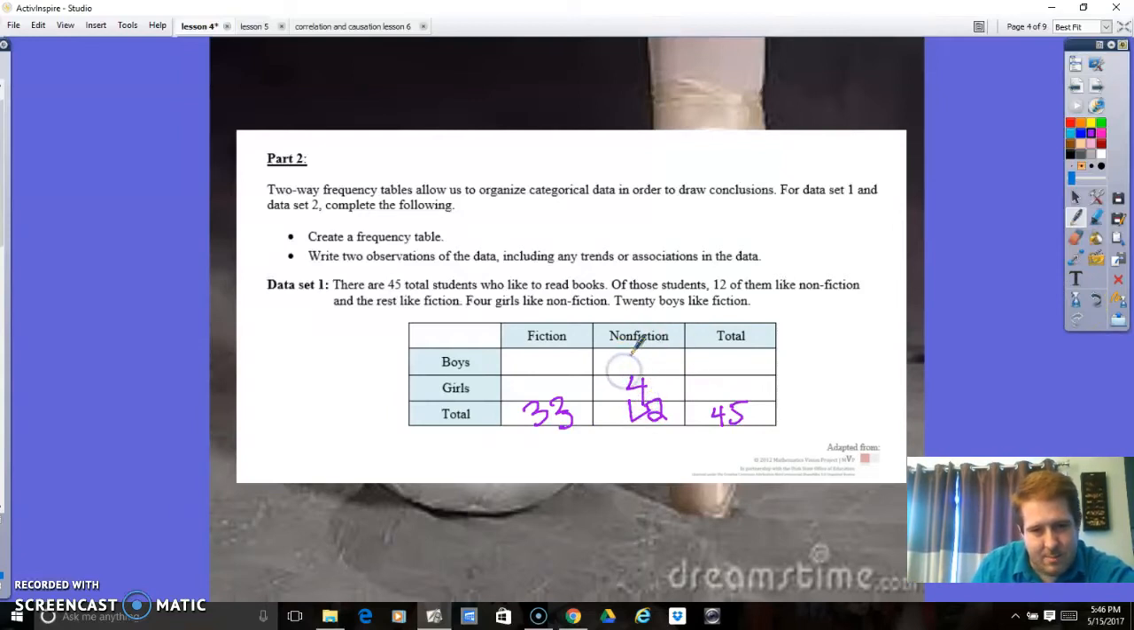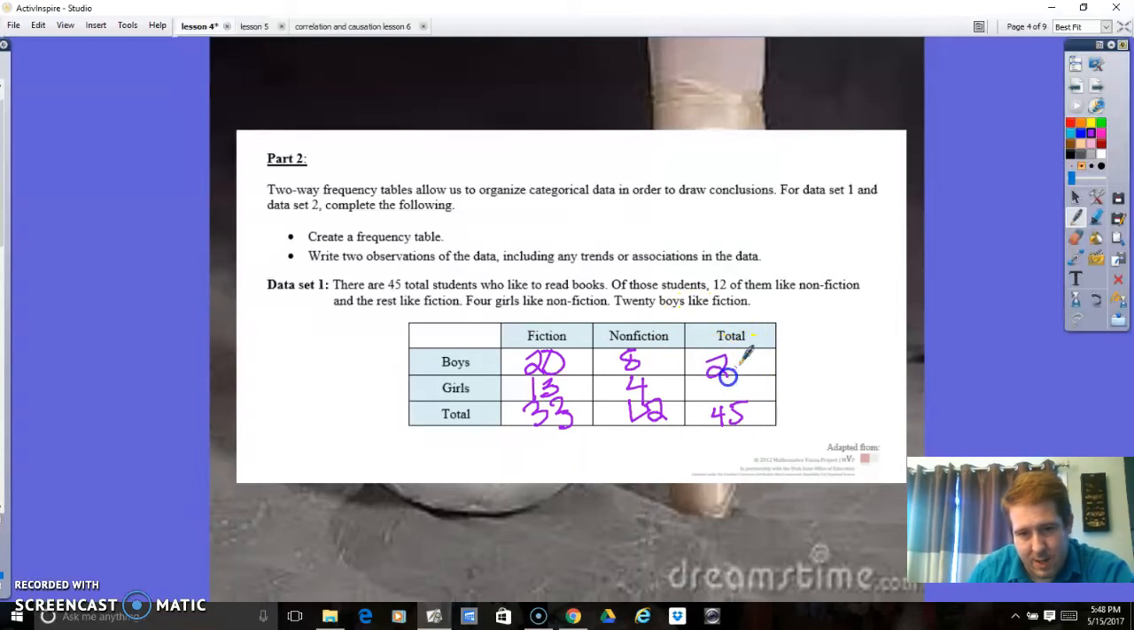All right, let's put that number in here. Come on, pen. There we go. All right, so 8 plus 4 makes 12, and then 20 boys like fiction. So that would go right here. Now, it was a grand total of 33 people, so 20 plus 13 would be 33. And now I can find out my totals, my marginal frequencies over here.